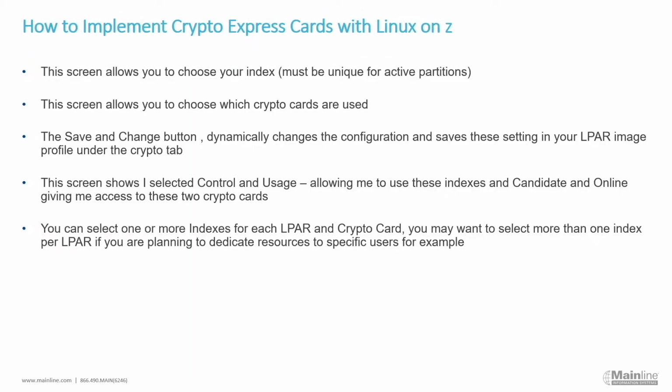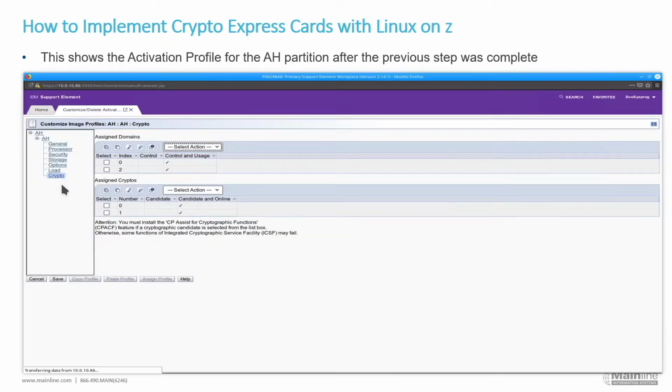Once you get done configuring this, if you do a save and change task, what that allows you to do is it'll dynamically make the change as well as save the settings into your LPAR image profile, so that that'll be permanent. So the next time you reset that partition or whatever, you won't lose your changes. So this is just a picture of what you'll see if you looked at your image profile under crypto. You'll see the same thing you saw on the previous screens there.